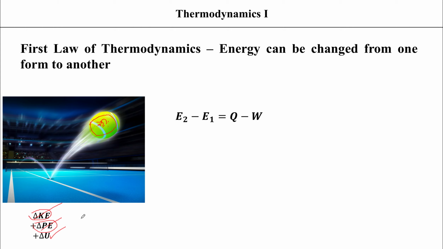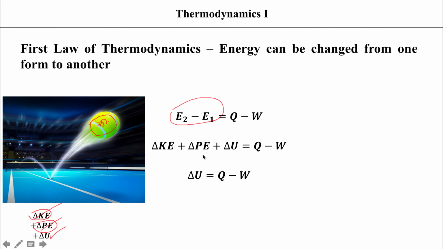Okay, so instead of writing this in terms of E2 minus E1, we can write it in terms of this expression. We can expand it into this. And now, usually in thermodynamics, we are more concerned with changes in the internal energy of the system instead of looking at the kinetic or the potential energy changes. So basically, what happens is that these two terms, kinetic energy and potential energy, go out, and we are left with this equation.